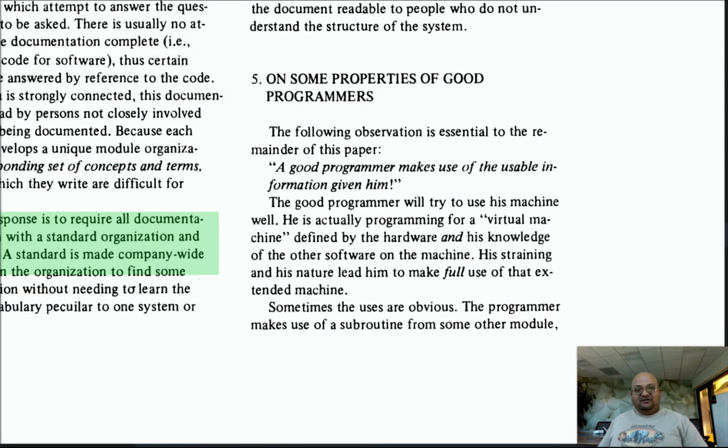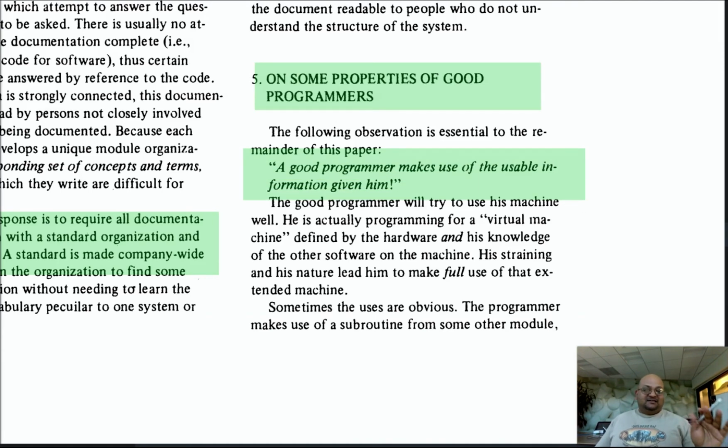And before we go into how the flow of information affects design decisions, we have to talk about what makes a good programmer. Now, this section might be controversial, but let's just stay with what the author is saying here. Parnas claims that a good programmer makes use of all the information that they have. Now, I would quibble with this just a little bit. I'd say that a clever programmer makes use of all the information they have, and a good programmer makes use of all the relevant information that they have.